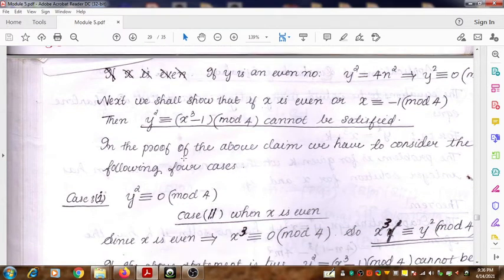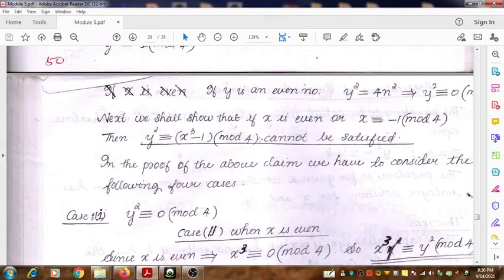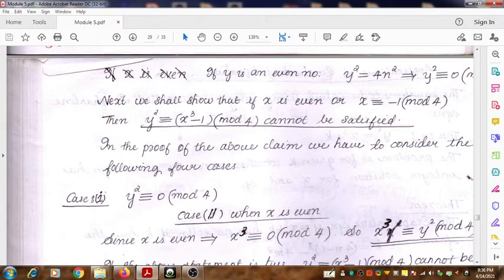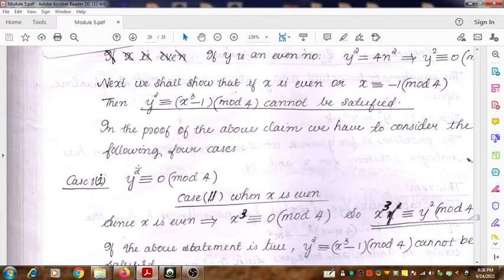So this is the new claim. To prove the above claim, we have to consider the following 4 cases. Here we consider the following 4 cases.